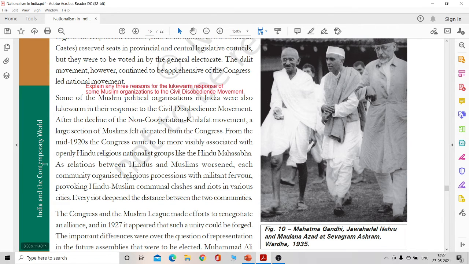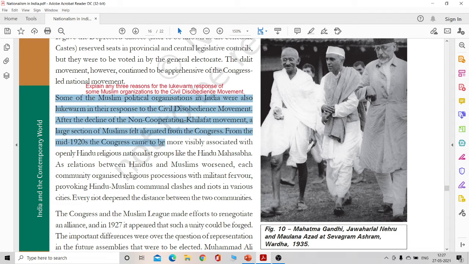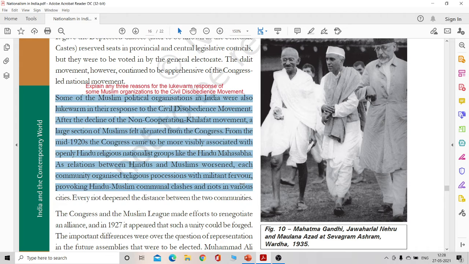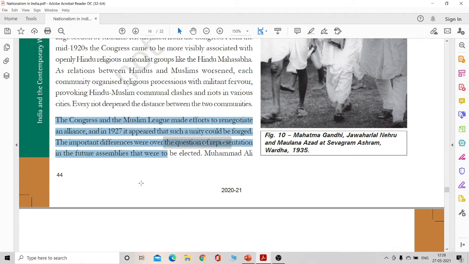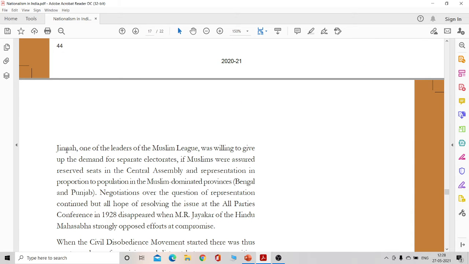Now, explain any three reasons for the lukewarm response of the Muslim organizations to the civil disobedience movement. Again, of course, we see the answer is here. The reason why the Muslims felt alienated is because the Congress became visibly associated with Hindu religious nationalist groups, and as a result, the relationship between Hindus and Muslims worsened. We see there were Hindu-Muslim communal clashes and riots that were provoked. And of course, the Congress and Muslim League made efforts to renegotiate, but we see that unity in the end could not be forged. Right?